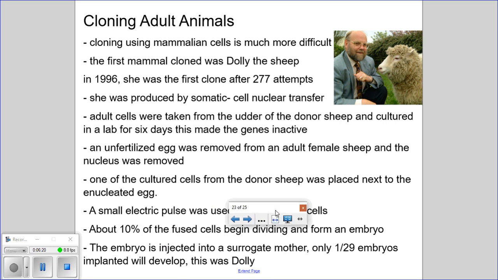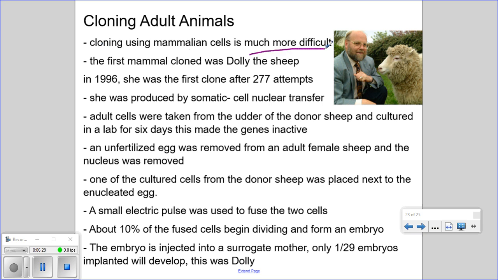So in terms of cloning adult animals, cloning using mammalian cells is a lot more difficult. It's a very complicated process that doesn't have a high success ratio. Now, the first mammal cloned was a sheep named Dolly, and this was done in 1996. Dolly the sheep was the first clone after 277 attempts. So this was the first viable sheep that had been born after 277 attempts.